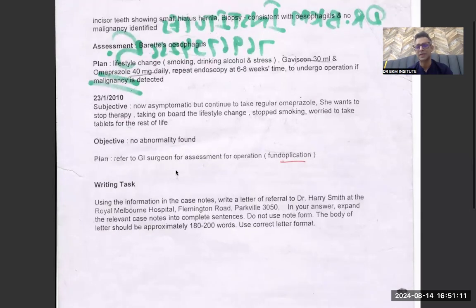In this letter, what is happening, I will tell you very briefly. First of all, you always start the letter from the end, to know to whom you are writing the letter. So: write a letter to Dr. Smith at the Royal Melbourne Hospital, expand, do not use this and this. So I'm writing to a doctor. That is the main thing.